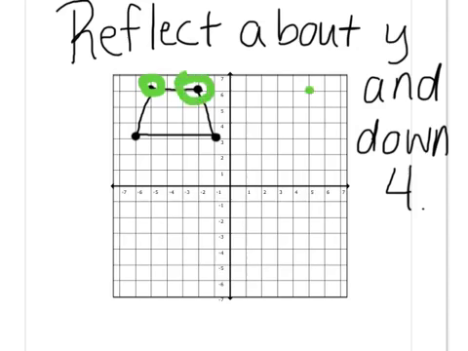Now this point is at -2, 6, so it becomes 2, 6. This point's at -1, 3, so it goes to 1, 3. And this point is at -6, 3, so it goes to 6, 3. And connect the dots.